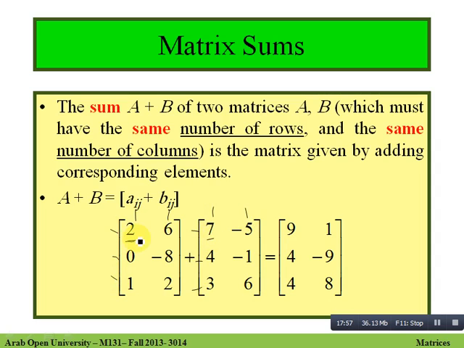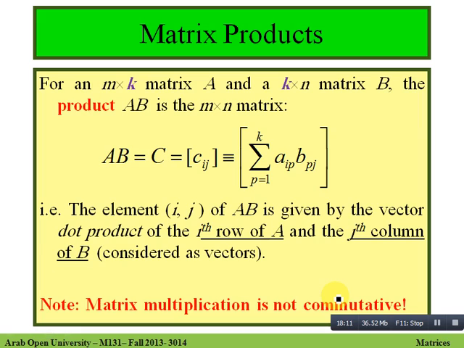For example, 2 plus 7, 9. 6 minus 5, 1. 0 plus 4, 4. Minus 8 minus 1, minus 9. 1 plus 3, 4. 2 plus 6, 8. So you have to add the corresponding elements.